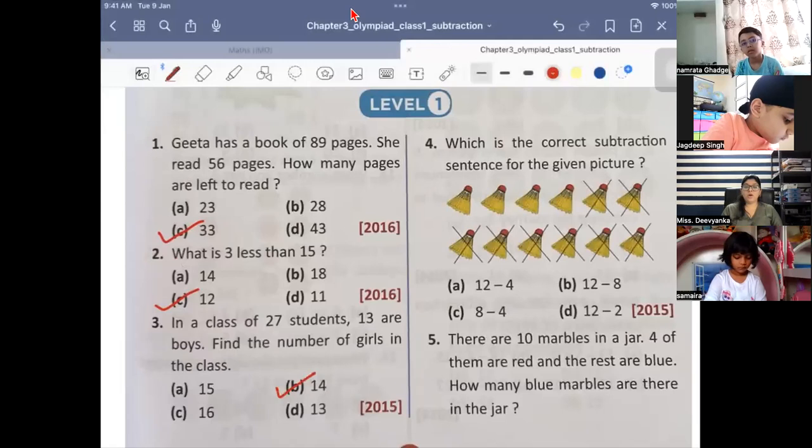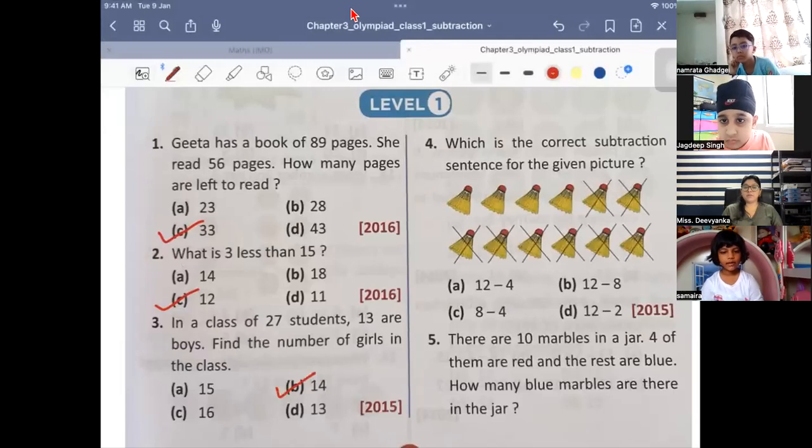Next one, question 4. Which is the correct subtraction sentence for the given picture? So look at the pictures. See how many are cancelled out and form the correct subtraction equation. 1, 2, 7, 8. 8 cancelled. Option C, ma'am. Count it properly. For any of these type of questions, first of all, you have to count the total that is there. How many total shuttles are there? And whatever is cancelled.